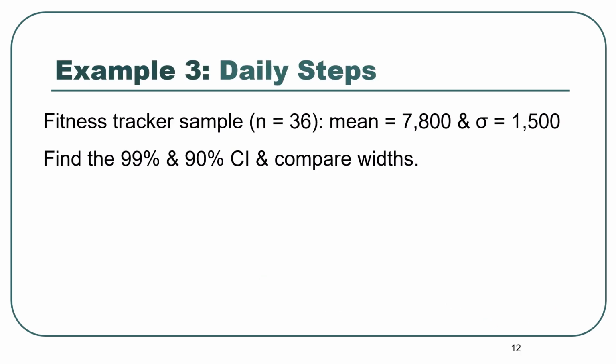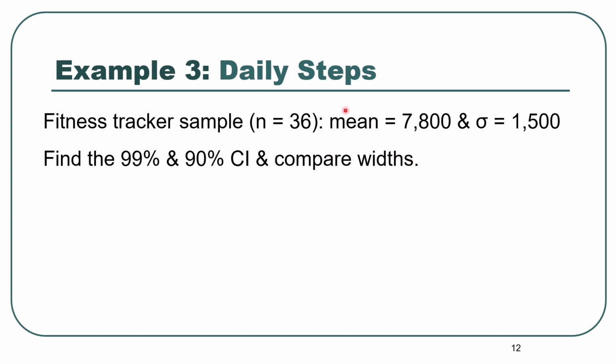This is an example to show how confidence level affects the width of the interval. We have here daily steps, mean of 7,800 steps, and the sigma for this sample, which is 36 sample, is as such. And we want to find two confidence intervals to estimate the mean of the population of the daily steps, not just those for the 36 persons, and we want to compare their width.